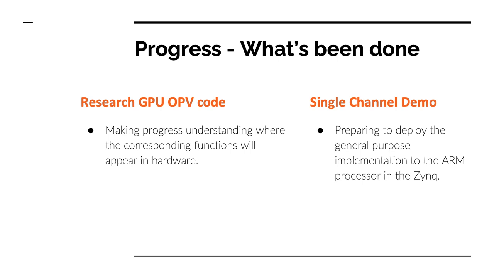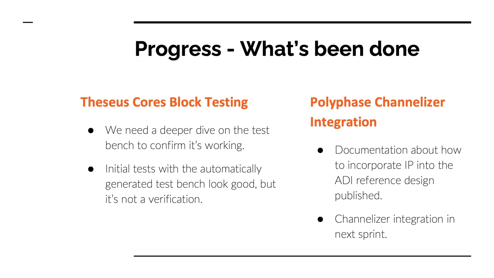Okay. The easiest core's block testing, in order to have an uplink receiver on the platform, we need a polyphase channelizer. And so we're pretty sure that the test bench, which is automatically generated from the Theseus Core's code base, is a good indication of the quality. What we're doing is a deeper dive on the test bench to confirm it's working.